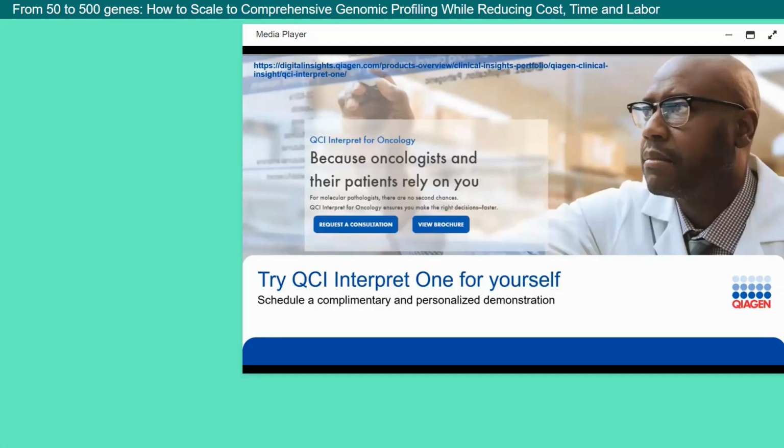The next question that we've received is, can you integrate the results seen in QCI-I1 into a local LIMS system? Yes, we talked about this briefly at the introduction of QCI Interpret 1. We do have APIs that allow us to connect to your local LIMS, and from which you can then access different API endpoints to QCI.